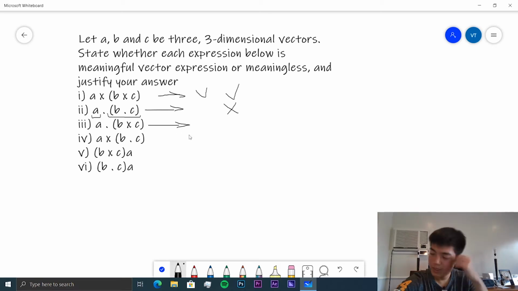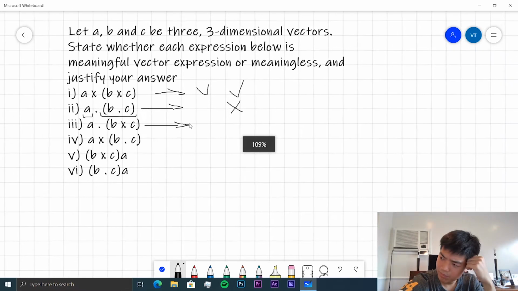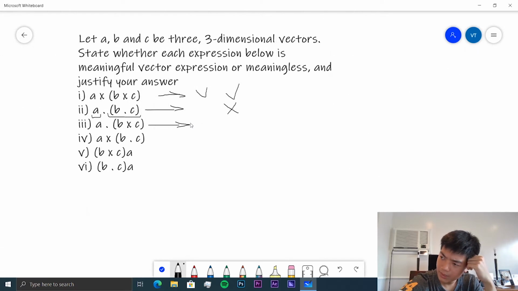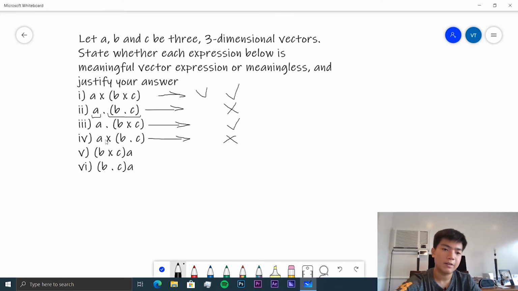And this would be, I think, the area of the parallelepiped. This is the area of a parallelepiped, so this is meaningful. A times B dot C is meaningless, since you're getting the vector product between a vector and a scalar, so that's meaningless. B times C, and I guess this is times A. No, this is scalar multiplication.